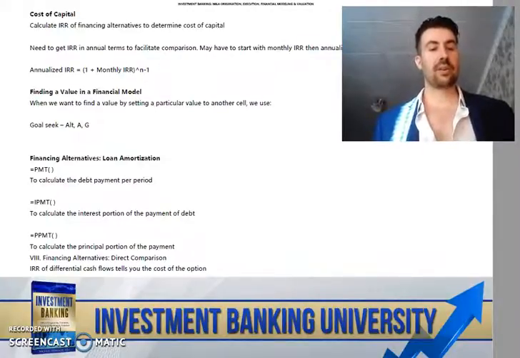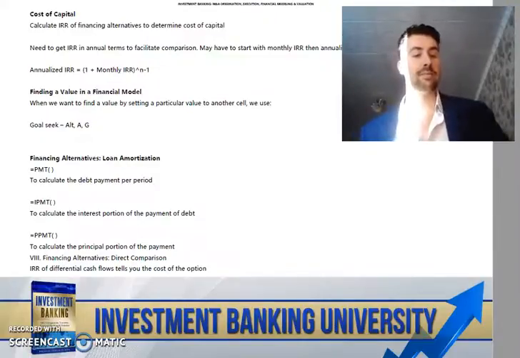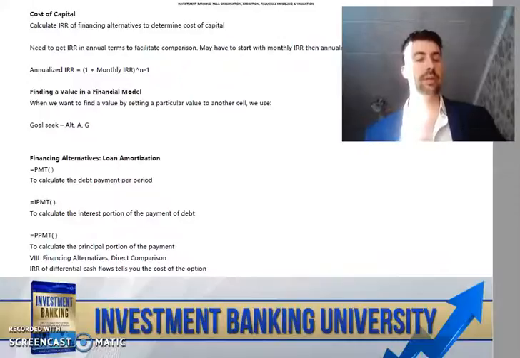In terms of financing alternatives with loan amortization, we're going to have a few different functions. The first one is payment. To calculate the debt payment per period, we're going to be using PMT. To calculate the interest portion of the debt payment, we're going to be using IPMT. To calculate the principal portion of the payment, we're going to be using PPMT.